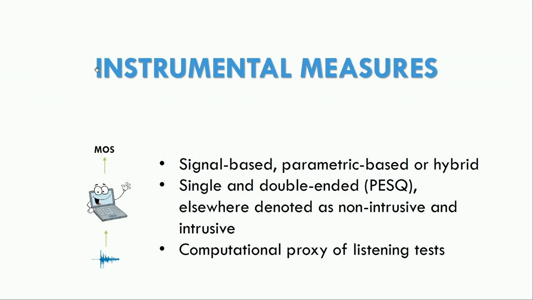So another alternative to the subjective listening test is to compute MOS using an algorithm. So we replace the human with a computer-based algorithm. We have two types of algorithms. It can be signal-based, so the algorithm looks at the signal and extracts some attributes or parameters of the signal to estimate the quality. We have a parametric-based one, which uses network parameters to estimate the quality.